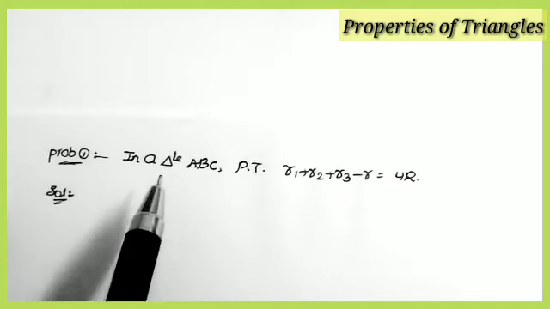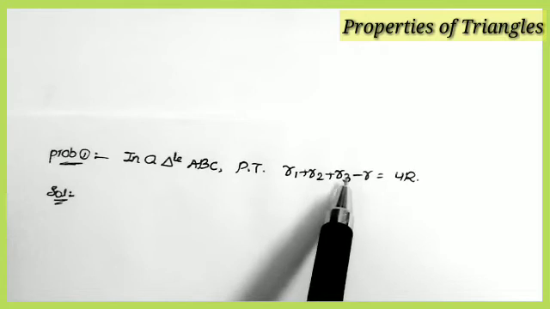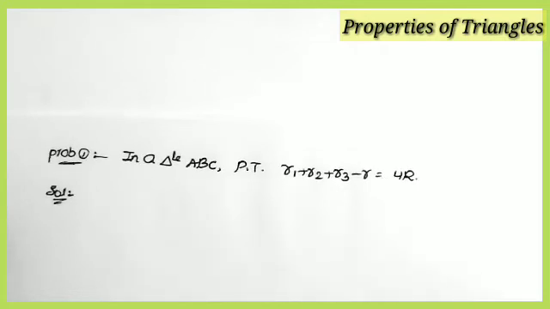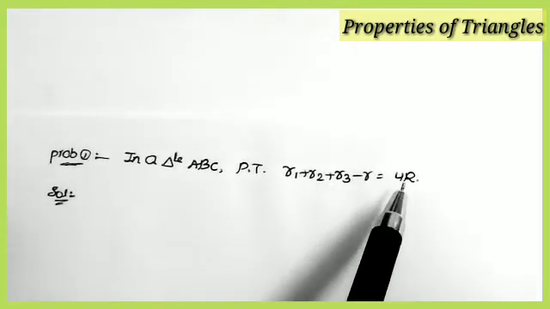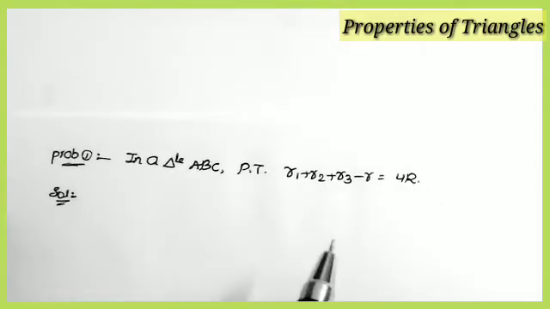The first question: in a triangle ABC, prove that R1 plus R2 plus R3 minus R is equal to 4R. We have to show that this value is equal to 4R. So how to solve this question? What is the procedure? See here.